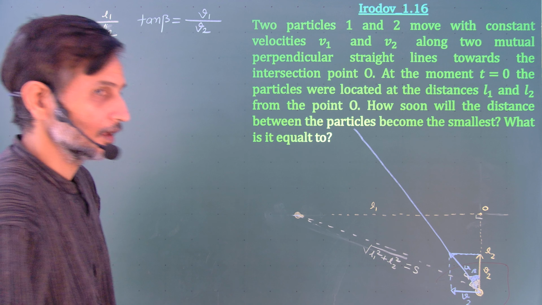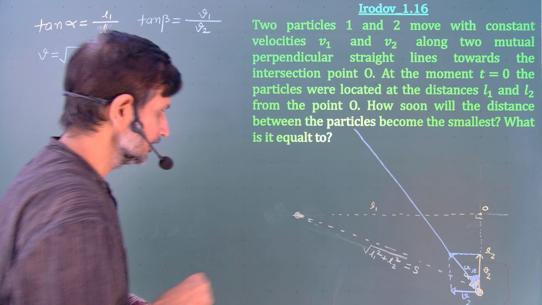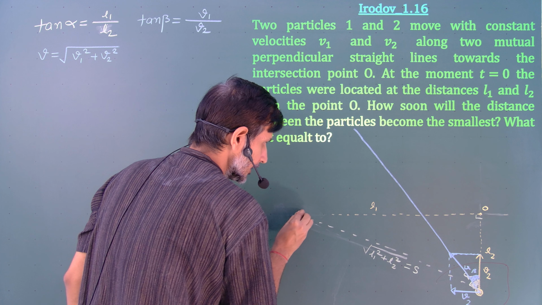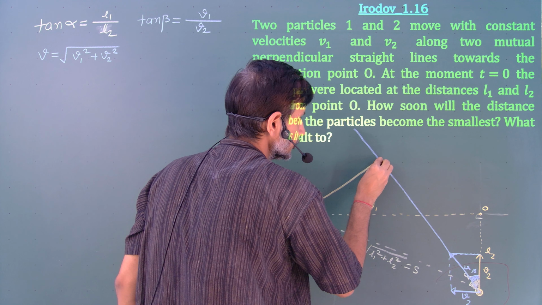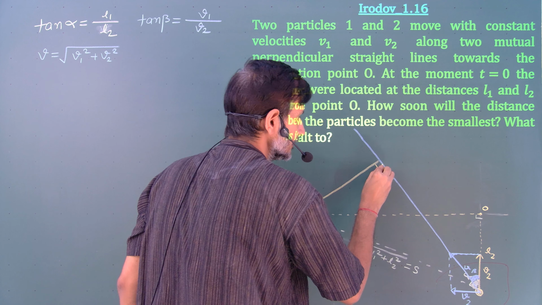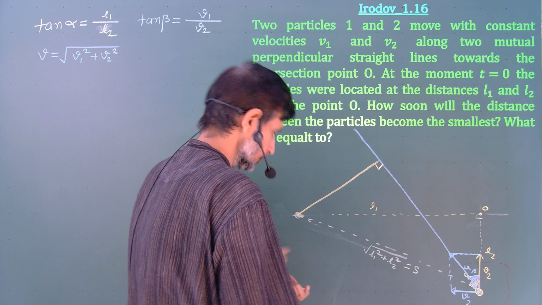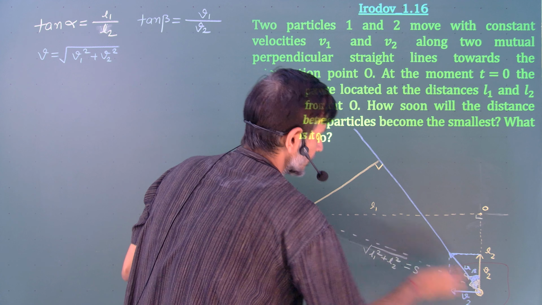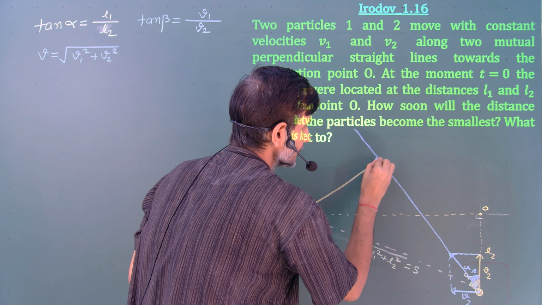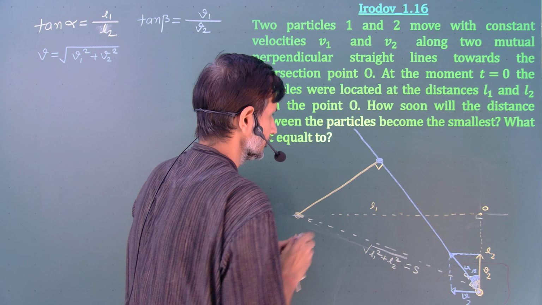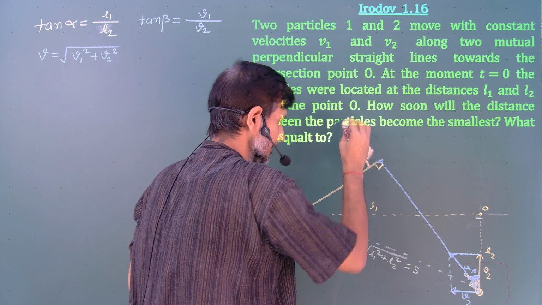So the minimum distance between this particle and this particle occurs when a line drawn from particle 1 makes an angle of 90 degrees to this. So this is the situation. At the time when this particle reaches this point, the distance between these two particles is minimum. Now I understand the situation.